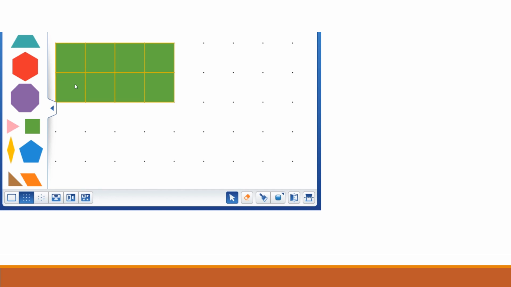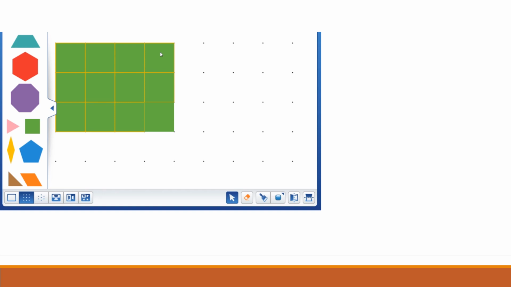So how many squares do we have so far? 8. And she has 12 square tiles, so we've got to put 4 more. We could do it this way. And then click, click, click. Nice. So is that 12? All right. So she can make a 3 by 4 array with the 12 square tiles.